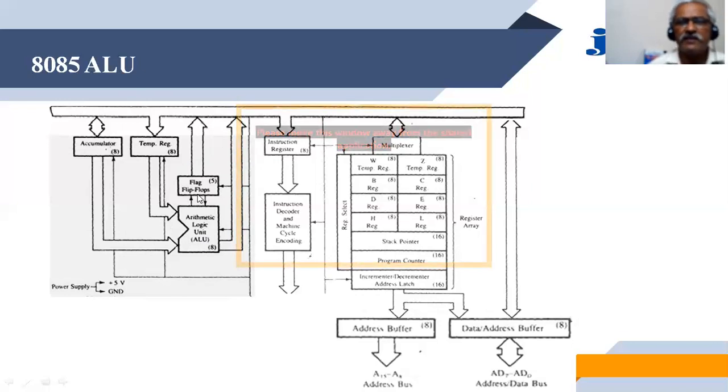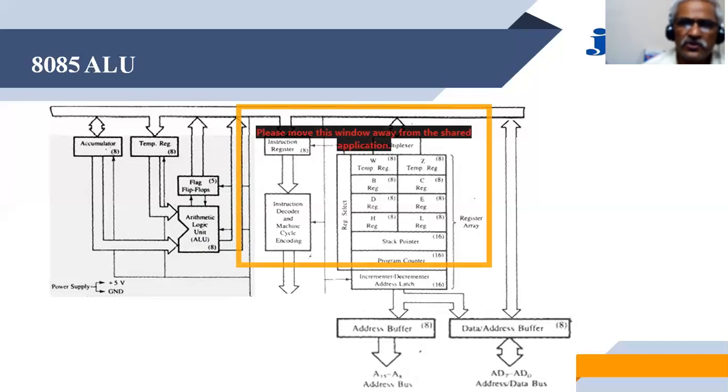So flags are nothing but indicators. They are some kind of indications to the programmer or to the user, so that the programmer can come to know and take decisions on what is to be done when certain conditions arise. So we will focus on the operation of the flag register separately in another video.